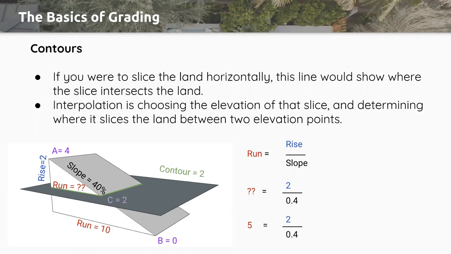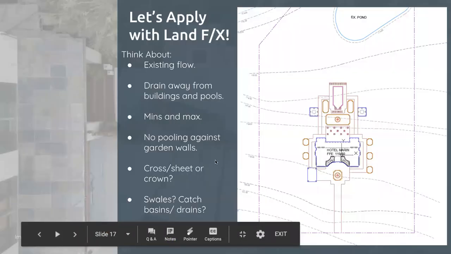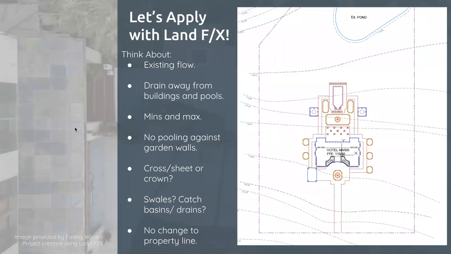Perfect. Okay, then with that, let's have a quick look at what we're going to do on the Land F/X side and in CAD. So here's our plan that we're going to be working with today. And the things that we want to think about while I'm going through all of this, and I'm going to show some techniques on how I think about these and go around the site, is first we need to think about the existing flow over the site.